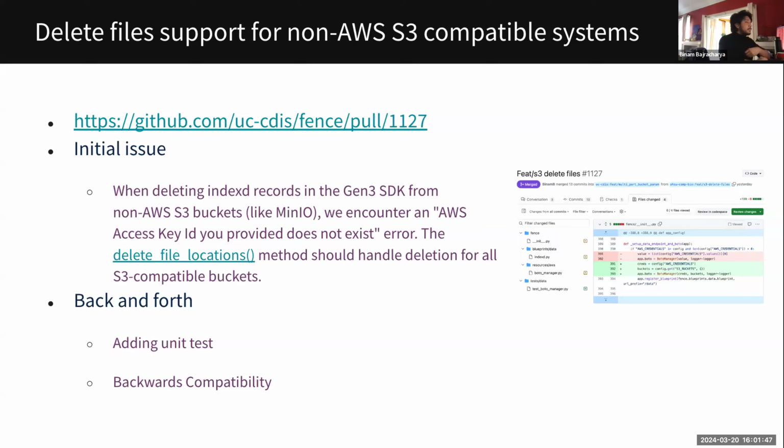At Gen3, as Peter mentioned earlier, we try to make sure there's coverage for all of our new code. So during our review process, we asked for unit tests for the newly added functionalities. We also work with the OHSU team to make sure this works with real non-AWS S3 buckets and that it continues working for AWS S3 buckets. So yeah, with this PR, storage solutions like Minio, Wasabi, that provide S3 compatible APIs will be supported by Fence. And yeah, just want to give a shout out to the OHSU team.